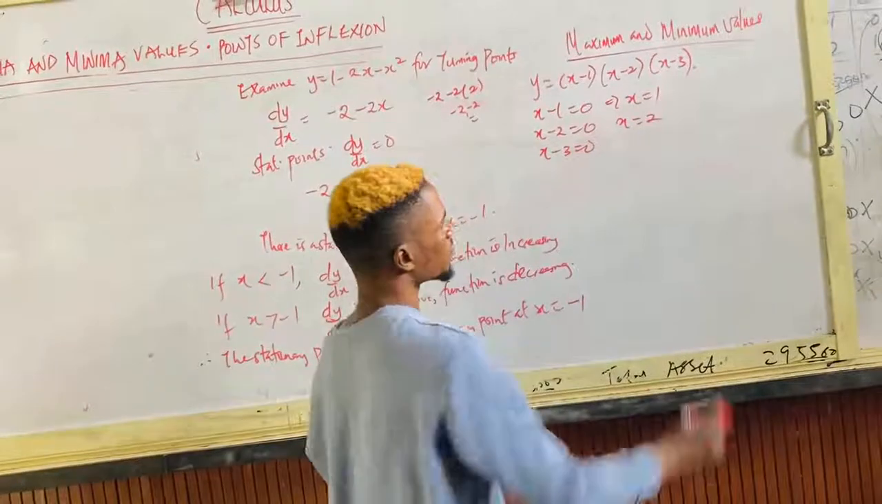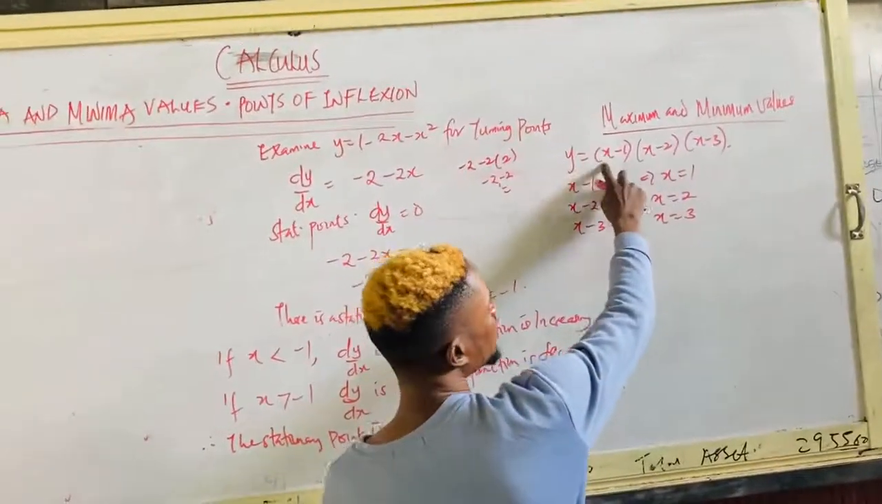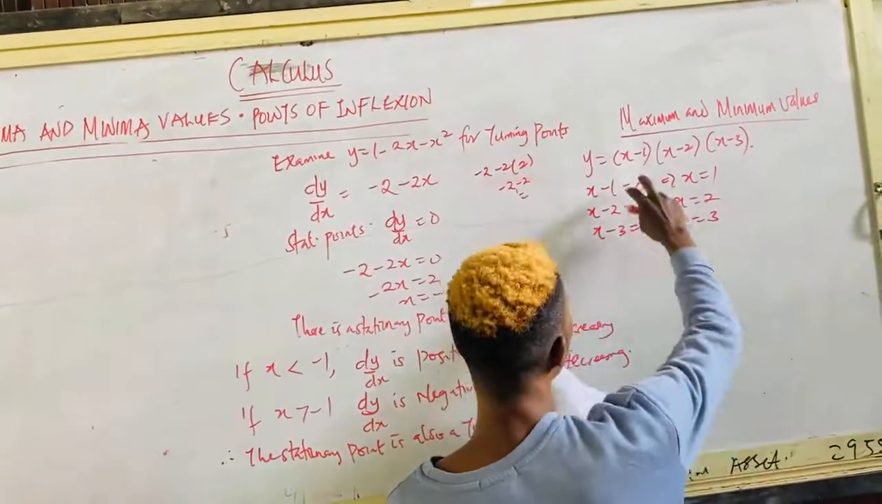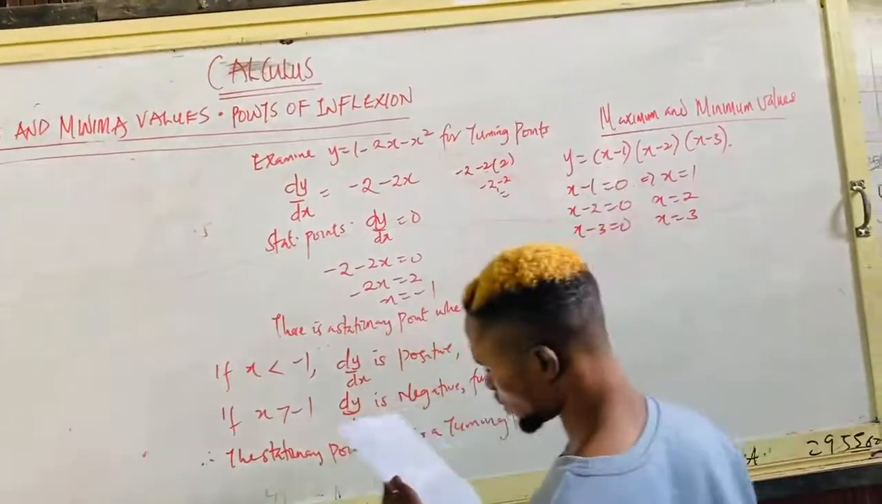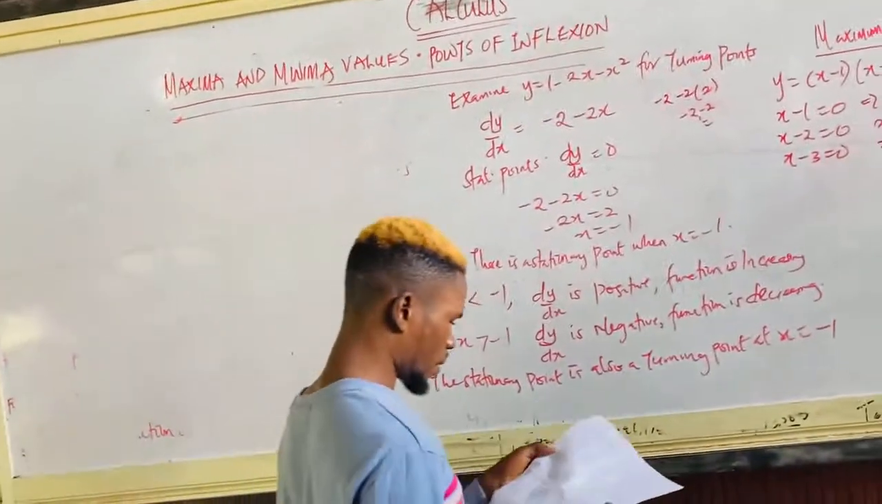2. X is what? 3. So if we input the values here, that means what? Y is what? 0. So the function vanishes when x minus 1 is equal to 0, y minus 1 is equal to 0, and x minus 3 equals 0.